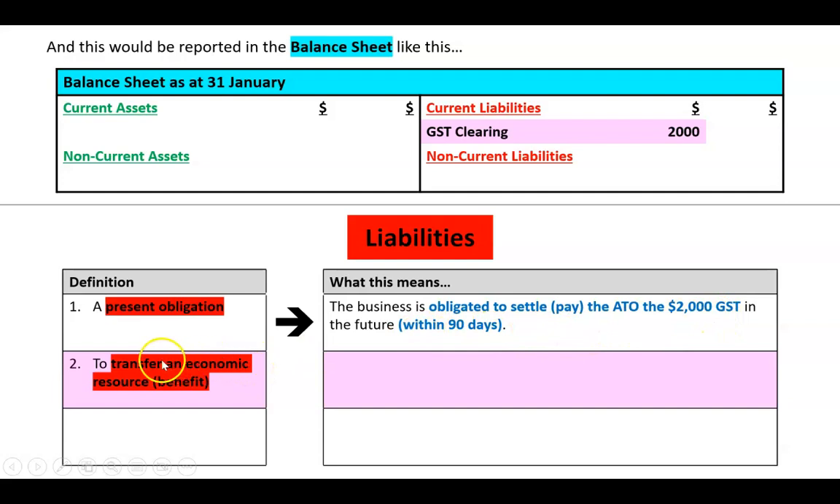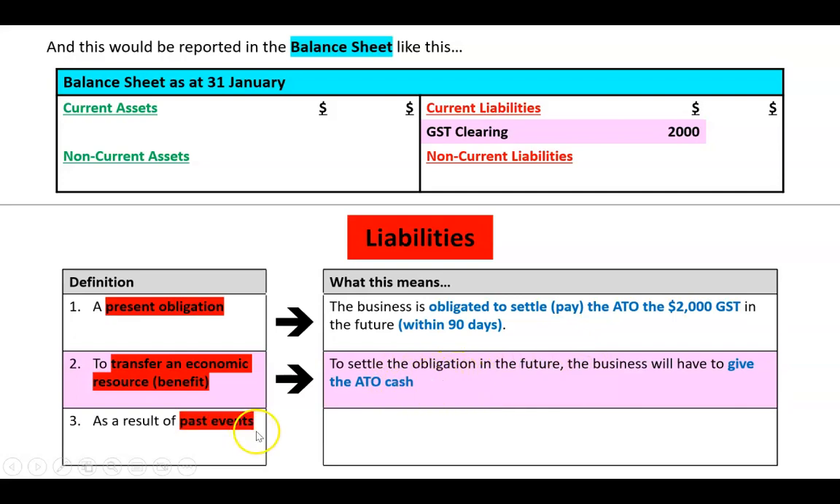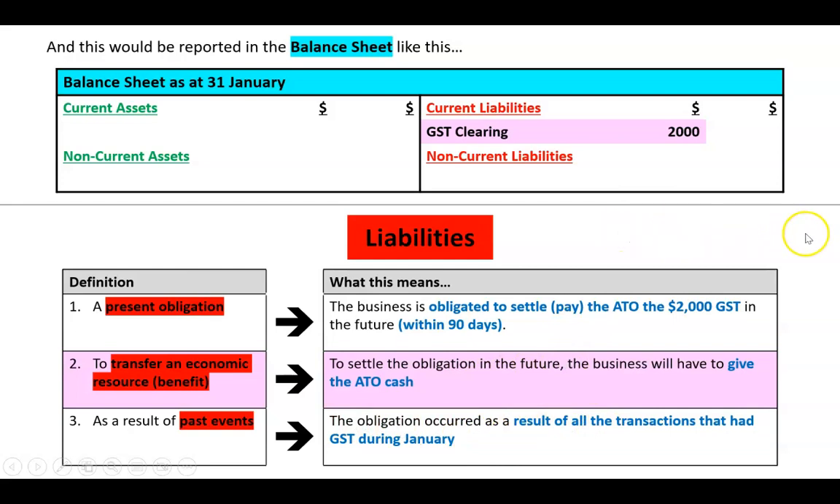Two, a liability has to result in a transfer in the future of an economic resource or benefit. This clearly will. To settle this obligation in the future, the business will have to give the ATO cash. Cash is an economic resource or benefit. And lastly, it occurred as a result of past events. And those past events were all the transactions that had GST during January. And there we go. GST clearing is an account that's always a liability.